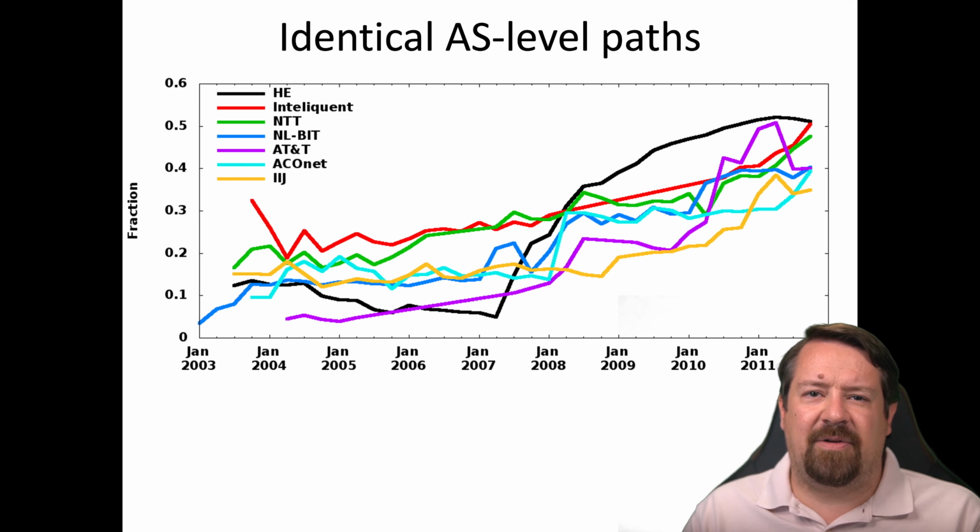So we're plotting this as a fraction of AS paths. We have all the IPv4 AS paths, and then we're seeing how many of the IPv6 AS paths are the same and how many are different. Each curve is plotted from a different vantage point.